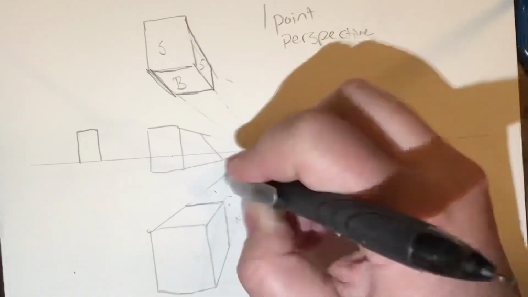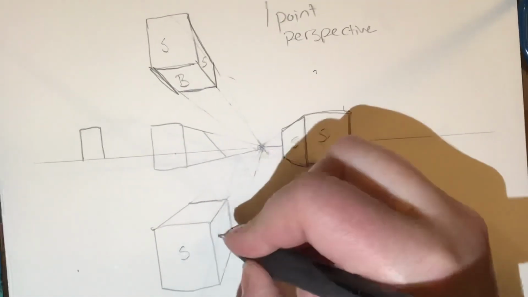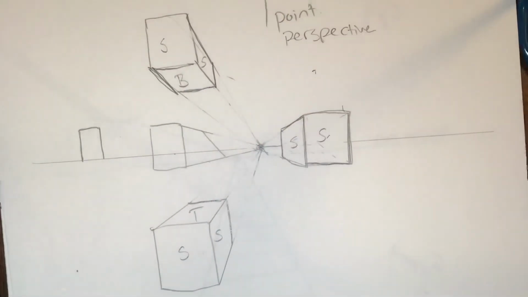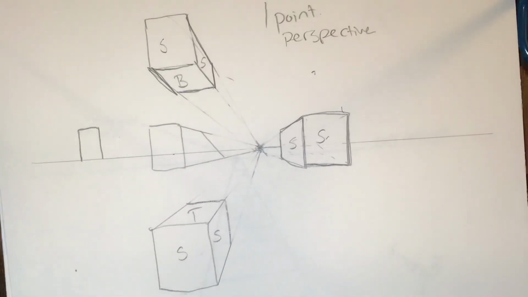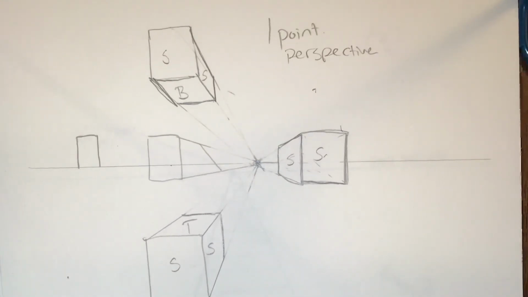Erase my guidelines. And on this one, you're going to have two sides and a top. Just to let you know what you're going to see. That's the basics of 1-point perspective. Go try it.